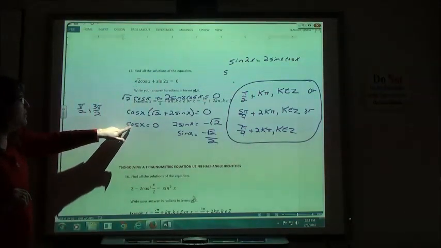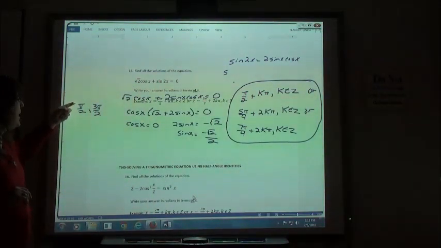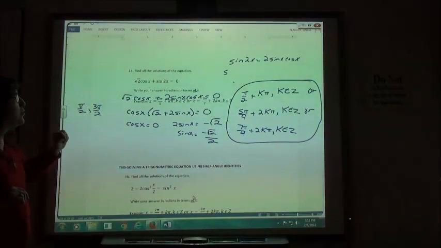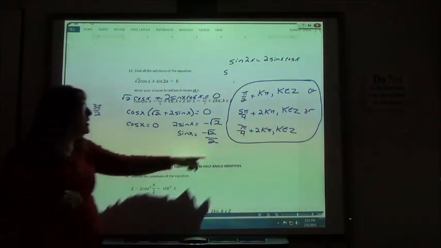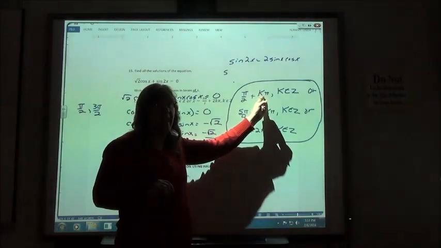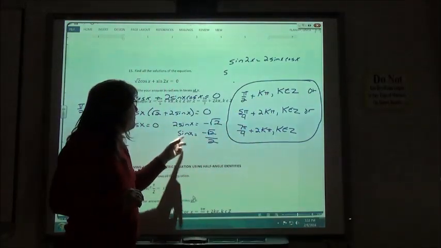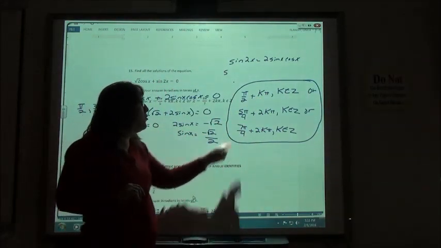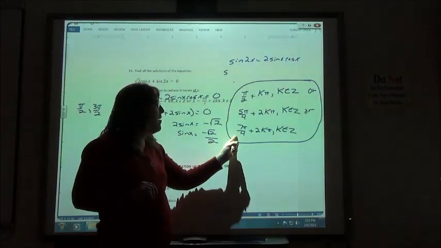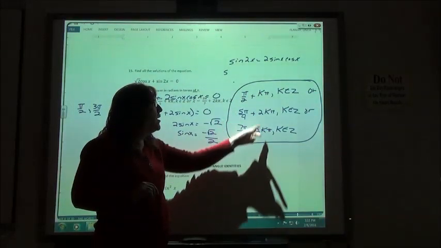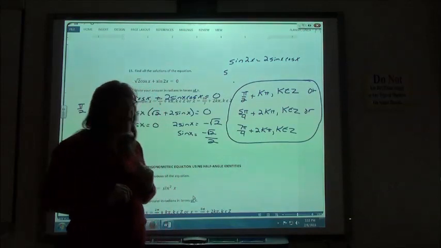So again, for the cosine equals 0, if you look it up, you have pi over 2 and 3 pi over 2, which you can combine together into pi over 2 plus just a k pi. And then we had for sine of negative square root of 2 over 2, 5 pi over 4 and 7 pi over 4. Can't combine those, so each of those have plus the 2k pi on the end.